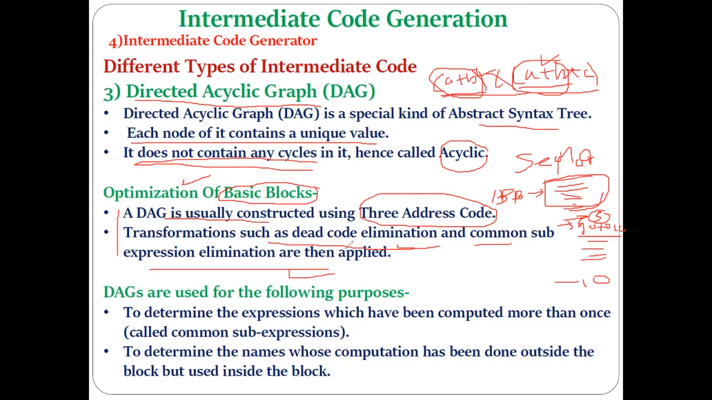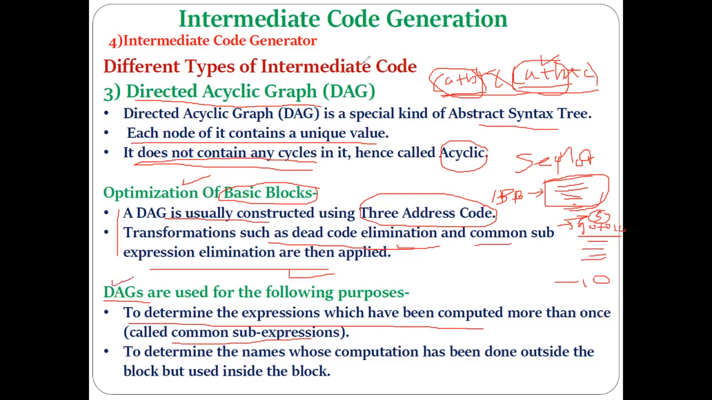Understood? So DAG can also help to do dead code elimination. DAG can also help to do common subexpression elimination through a graphical representation. Once you draw the DAG, you can understand how we can identify the common subexpression, that we'll see. Here you just have to keep in mind where you can utilize the DAG: for code optimization, for dead code elimination, for common subexpression elimination, etc. Here I have also mentioned the purposes of the DAG. To determine an expression which has been computed more than once in your program, that expression is called a common subexpression. To recognize such expressions, the DAG is utilized.